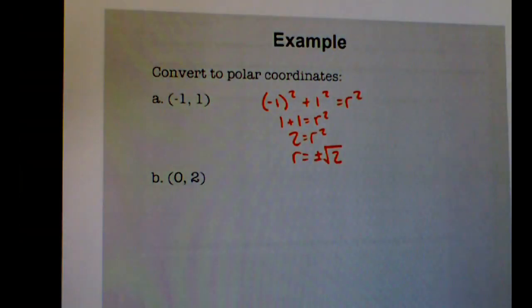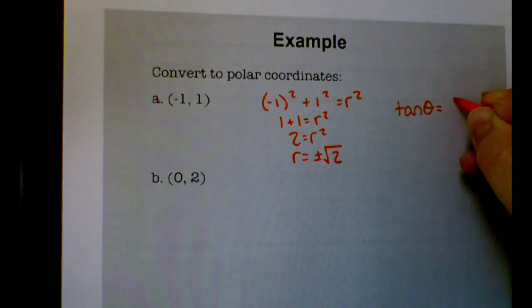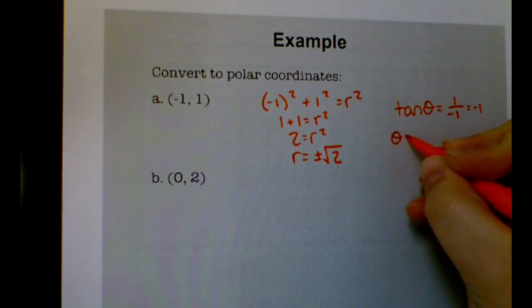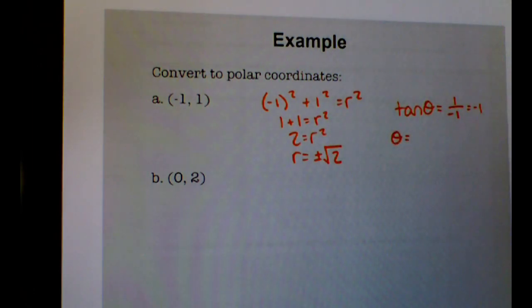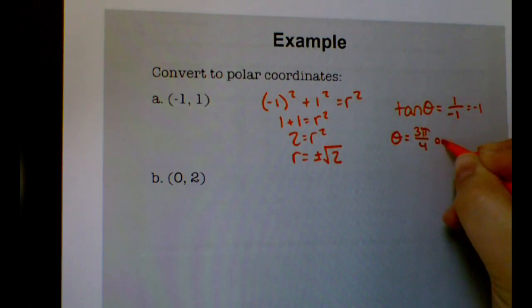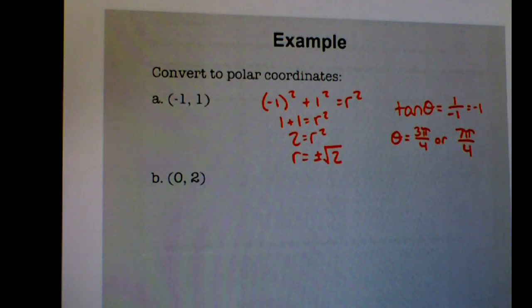And I don't know which one yet, but I'll think about it in a second. Then I say the tangent of theta is y over x, so 1 over -1, which is -1. Tangent of theta is -1 when my angle is 3 pi over 4 or 7 pi over 4. I only think about the ones that are on the unit circle to simplify my life a little.